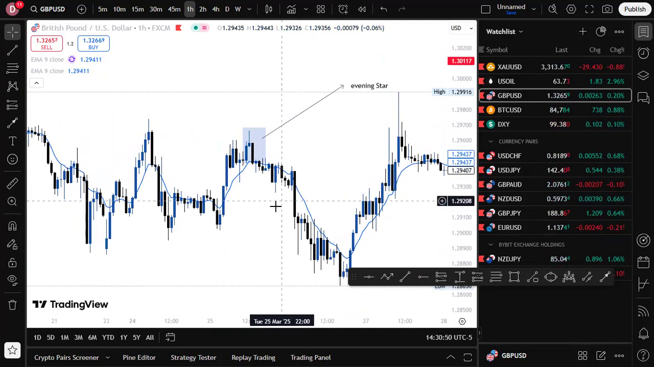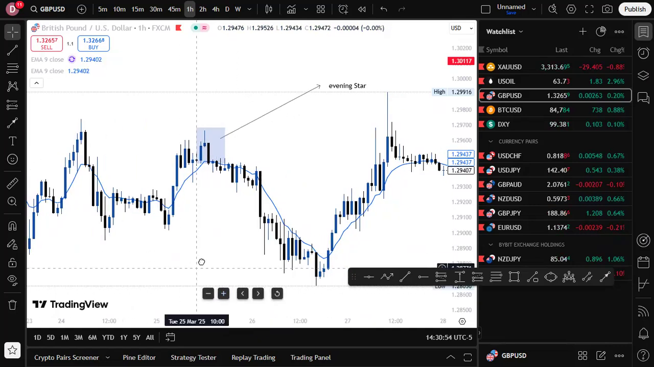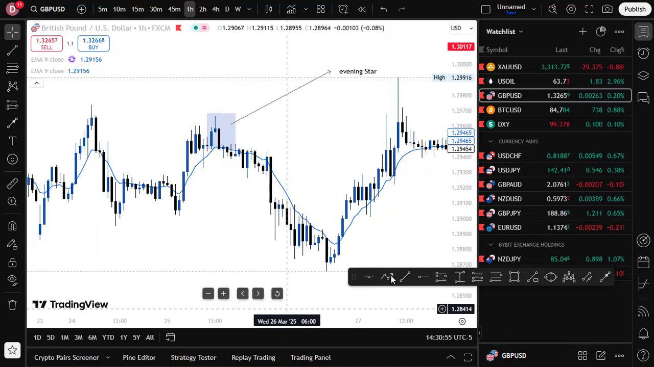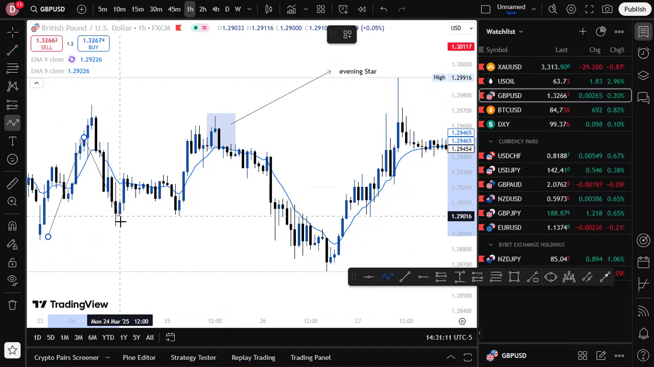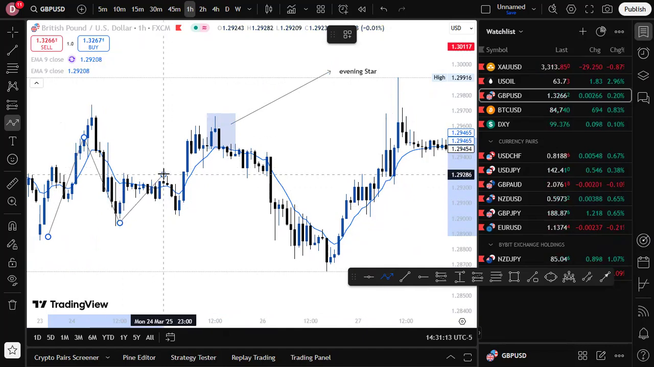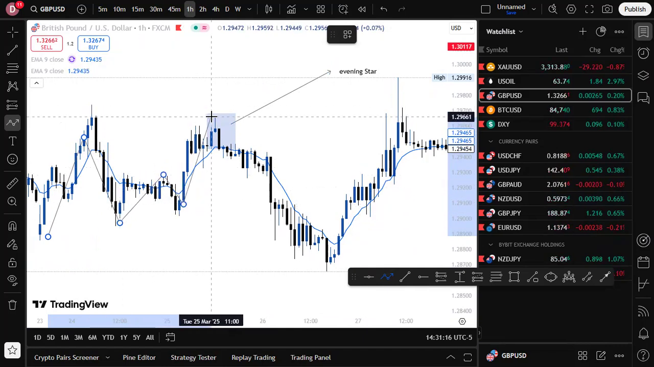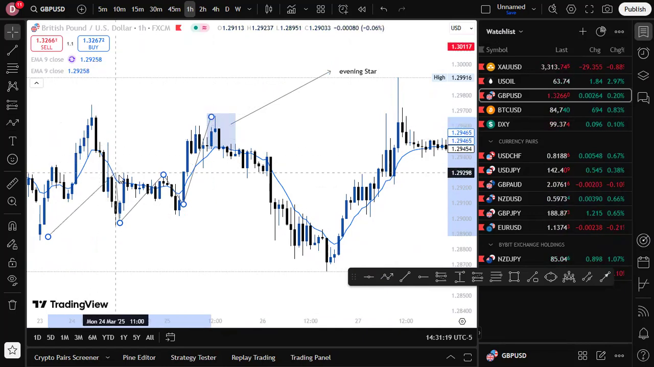So now this is also an example of an evening star. If you look at this point, what is an evening star? An evening star is a bearish reversal pattern that occurs at the top of an uptrend. It consists of three candlesticks. This is at the top of an uptrend because if you notice at this point, price was pulling up here, right? So let me just bring this start from here.